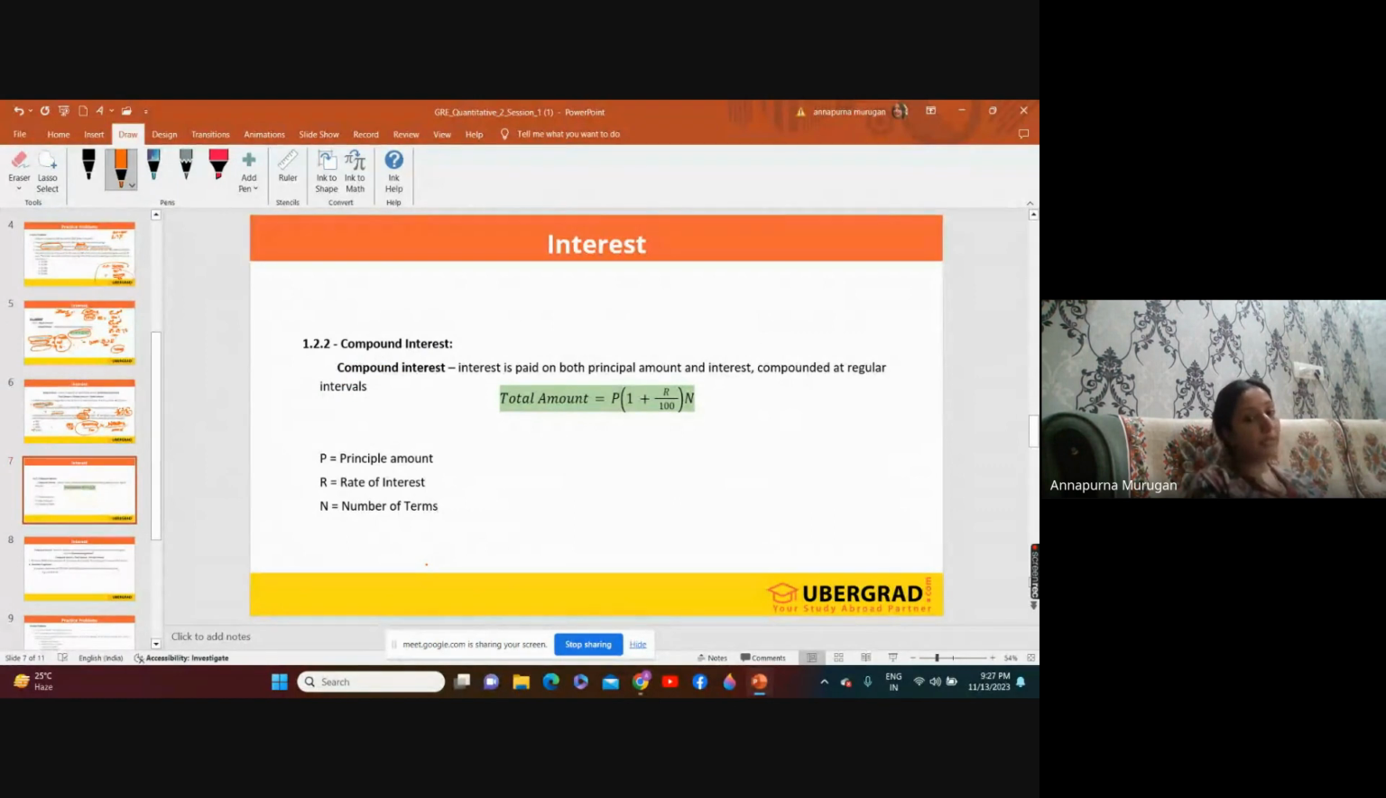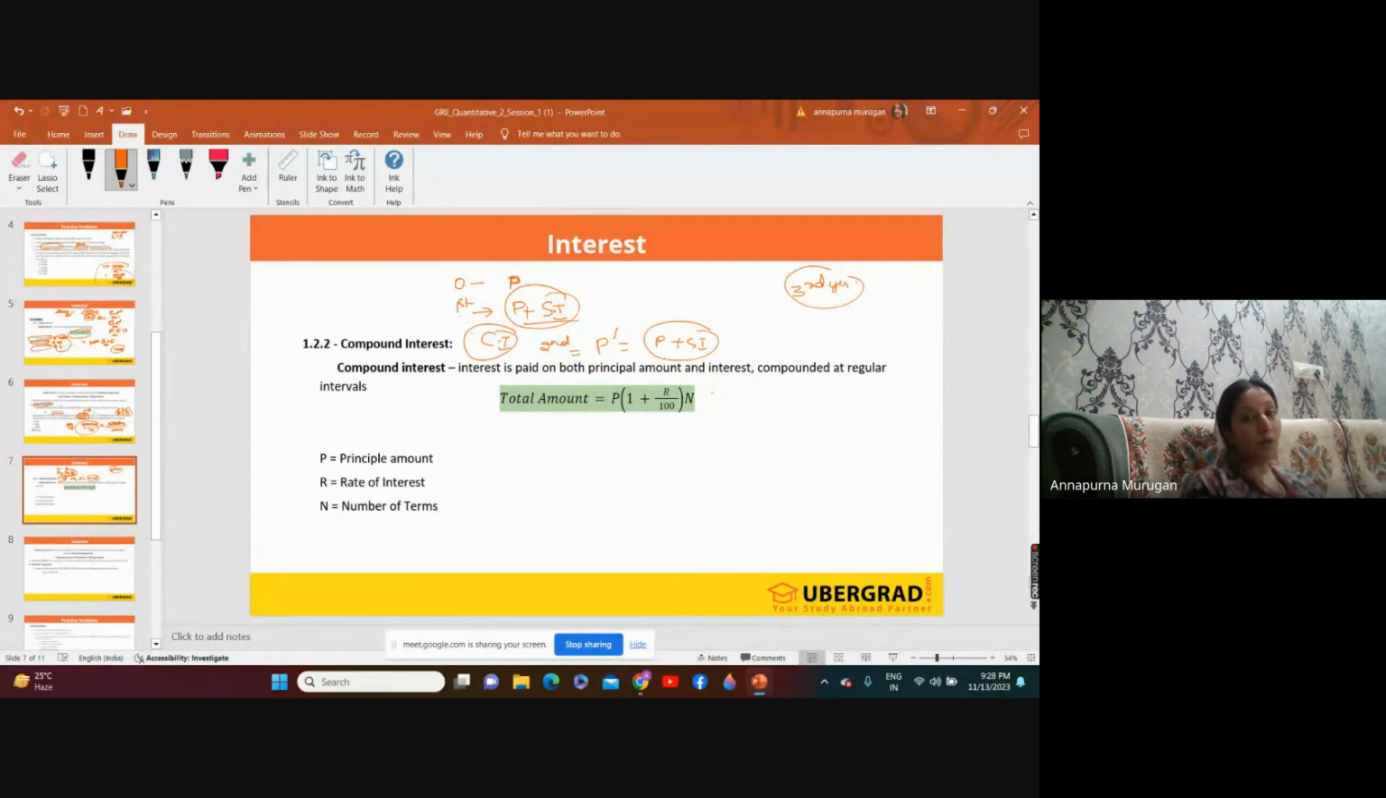Compound interest. This is what compound interest is. See, from one year to the next, what happens? For the 0 year, the principal is the principal. But for the first year, we get the principal plus simple interest. So for the second year, how will the compound interest be calculated? For the second year, the changed principal amount is principal plus SI.